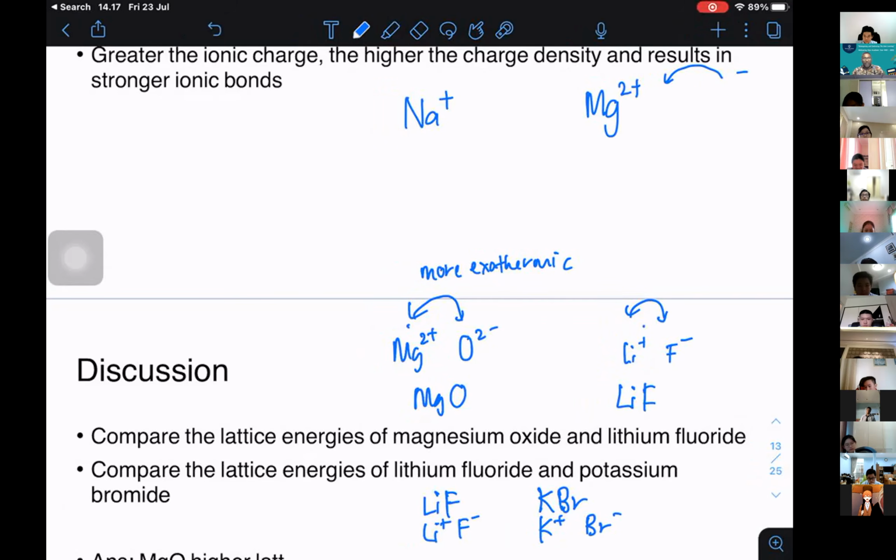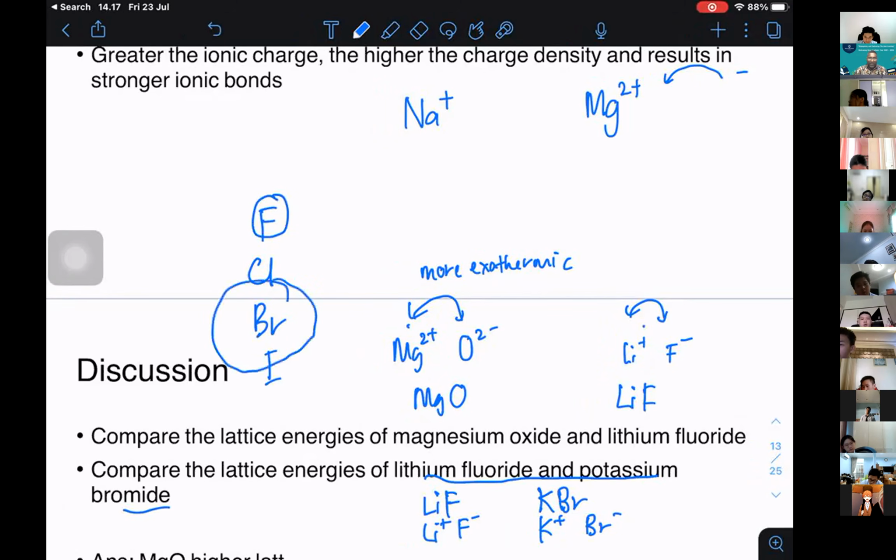Can you try which one will be giving you a more negative value? Lithium fluoride or potassium bromide? Lithium fluoride. Okay, why? You see group 7: F, Cl, Br, I. F is smaller, Br is bigger. Going down the group, it is supposed to go from smaller to bigger.